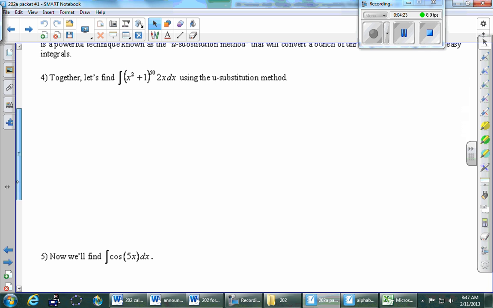Okay, we're going to do number 4. Together, we're going to find the integral of (x squared plus 1) to the 50th times 2x dx using this thing called the U Substitution Method. Now, I'll say that if you decide to write down any of the notes that I write down up on the board, you don't need to get them all. There's a step-by-step process on page 1 of this packet that we're going to go through together.